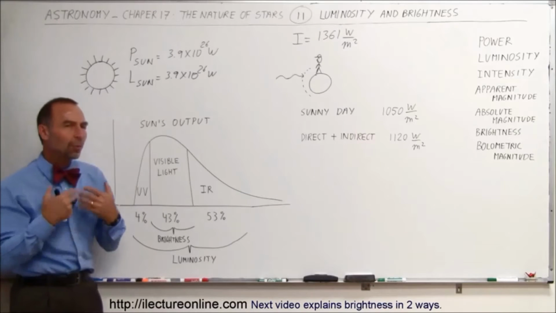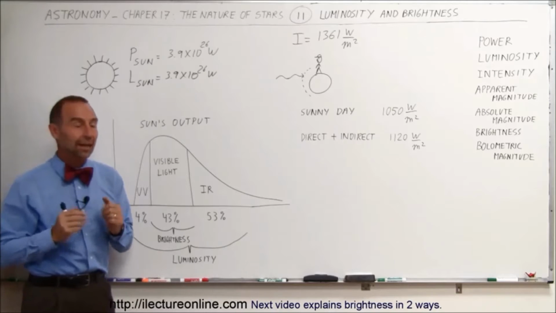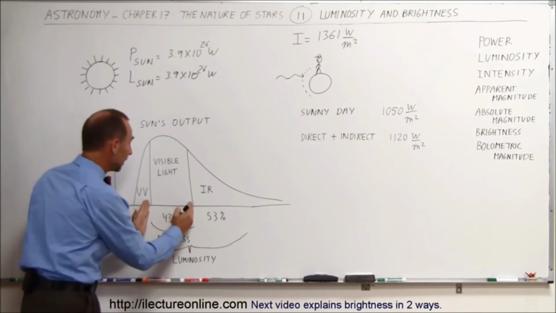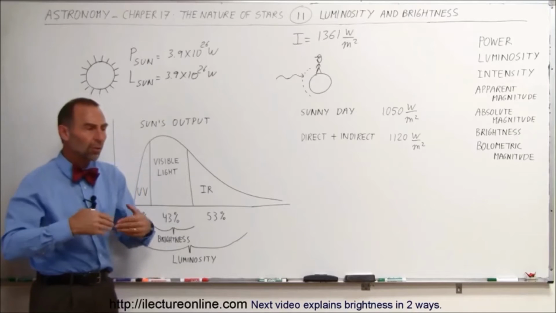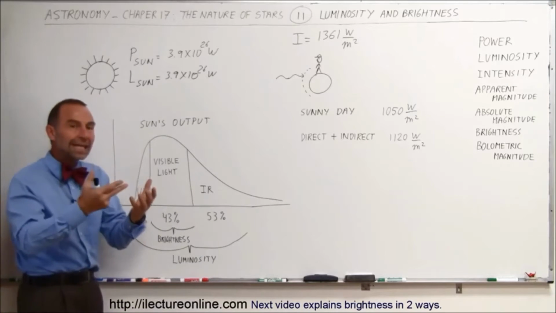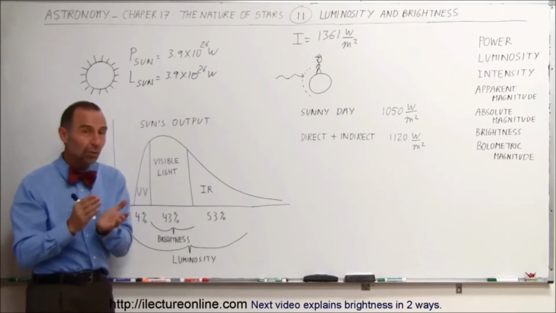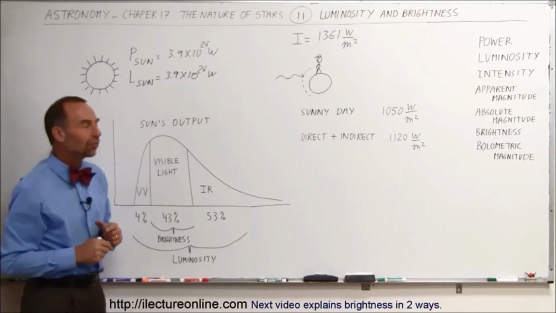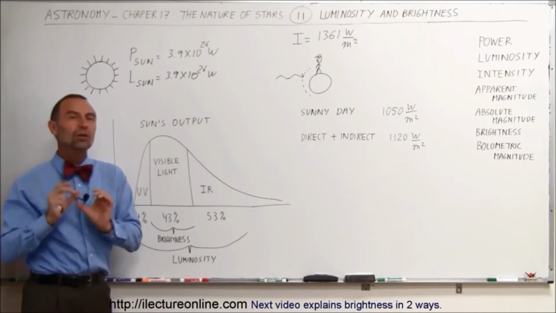But when we say how bright is the object, then we talk about the radiation that we can see with the eye. And the only radiation we can see with the eye is visible light, which is only 43% of the total. So when we talk about the brightness of the sun, we only talk about the portion of the radiation coming to us from the sun in the visible light portion, which is only 43% of the total luminosity of the sun. So when we say brightness and luminosity, we definitely mean two different things.